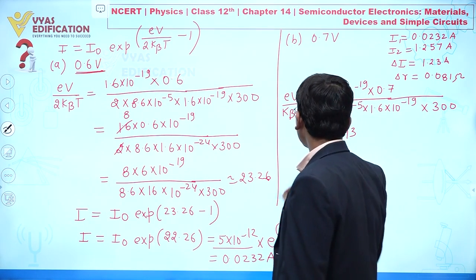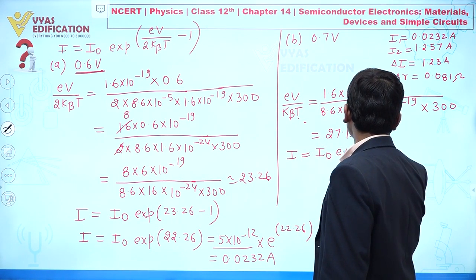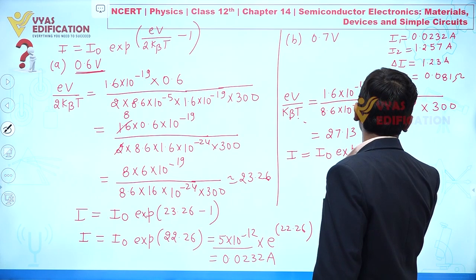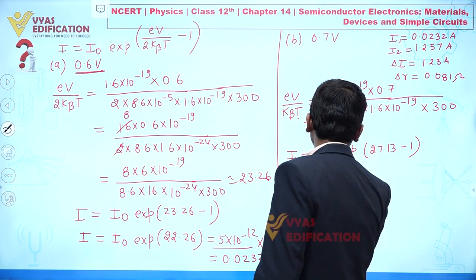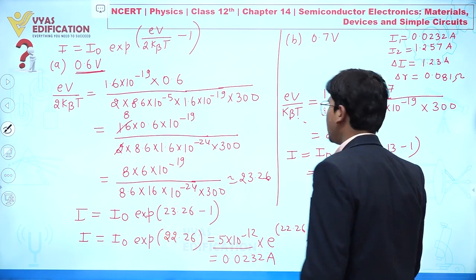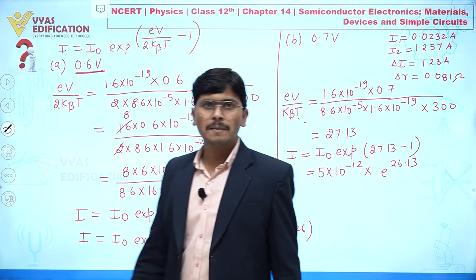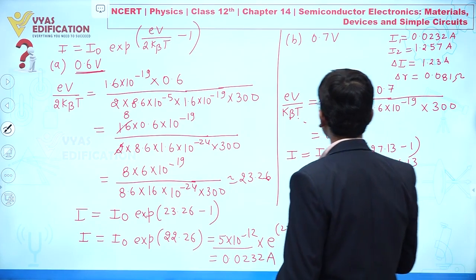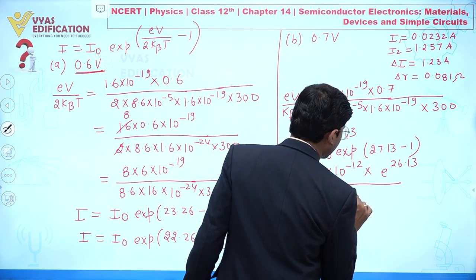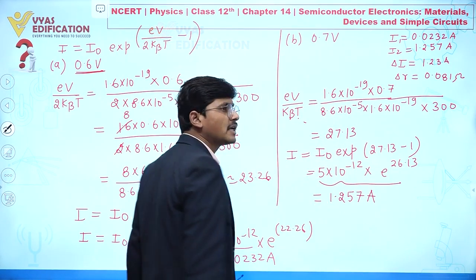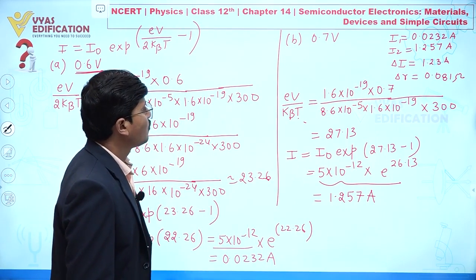So now I can write the expression of I, given by I naught, exponential power 27.13 minus 1. From here you can see, if we put the value of I naught, 5 into 10 to the power minus 12, and e to the power 26.13, if you find the complete value of this expression, you will find the value 1.257 ampere. Definitely you need a calculator to solve this problem. So 1.257 ampere. Now what is the question?